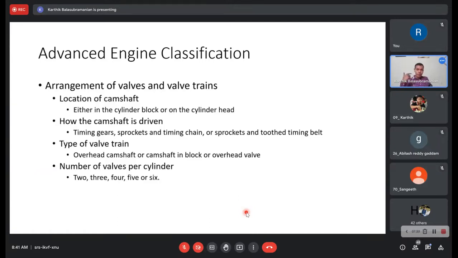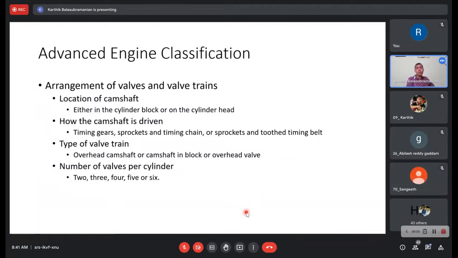And then there's the camshaft, right? The axis is offset. The cam is not axially located. There is an offset in the axis, so the cam can operate the valves. The camshaft may be located in the cylinder block or on the cylinder head, so you can have different locations of the camshaft. And how the camshaft is driven, whether you have timing gears, or sprockets and a timing chain, or sprockets and a timing belt. So there are different ways you can operate the camshaft.